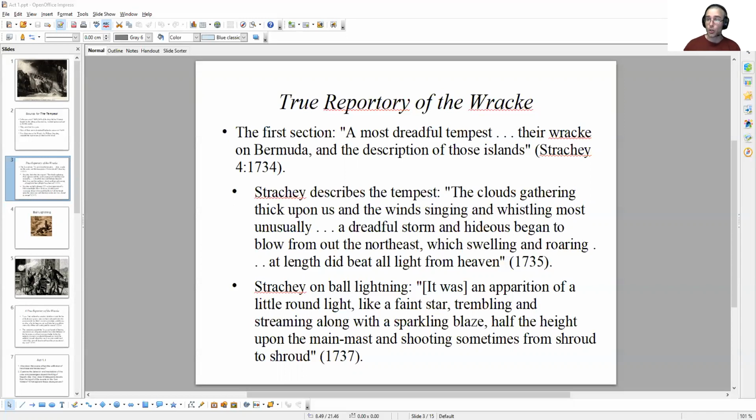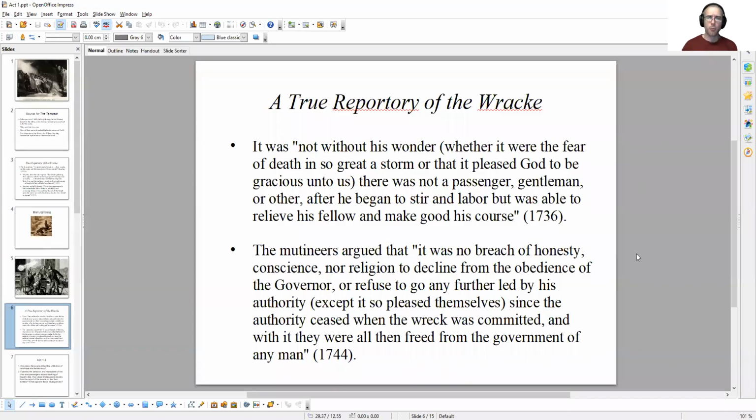Of course, it's all an illusion. It's all a function of Prospero's magic. It's not real. But the image itself is one that is an allusion to what happened in Strachey's Repertory of the Wreck. Two other points of connection.